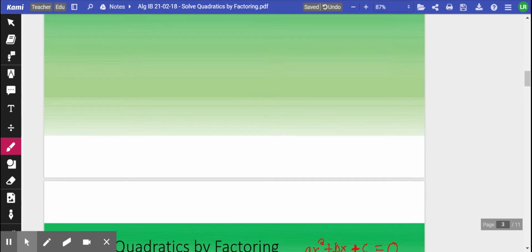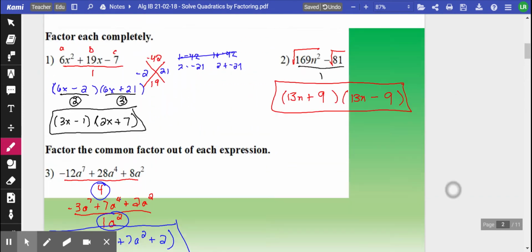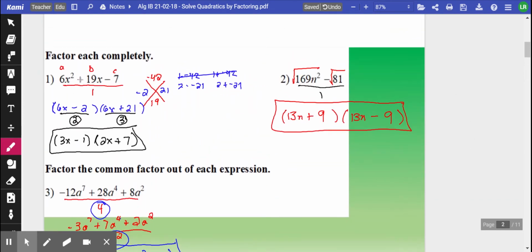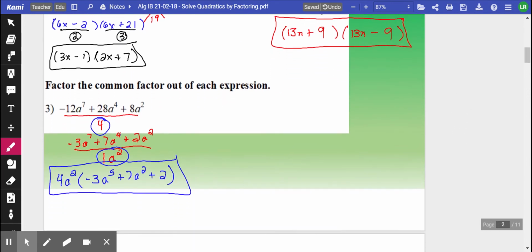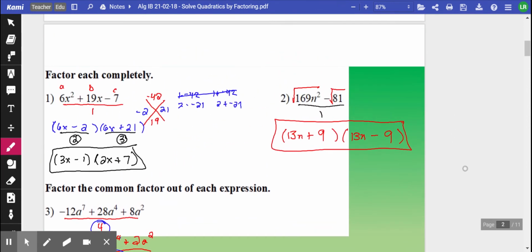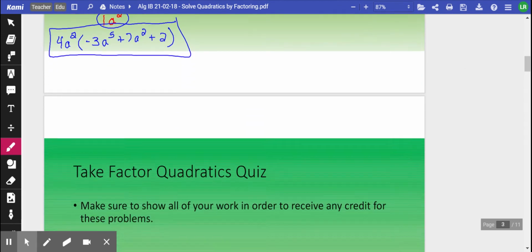Now, factoring completely is essentially what you did here on number 1 and 2. That is what we're primarily going to see. You could see something like 3 every once in a while, but it's primarily problems like 1 and 2.